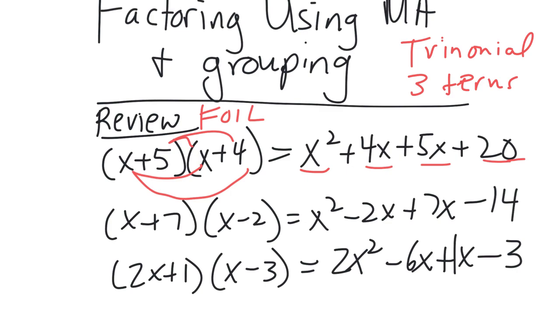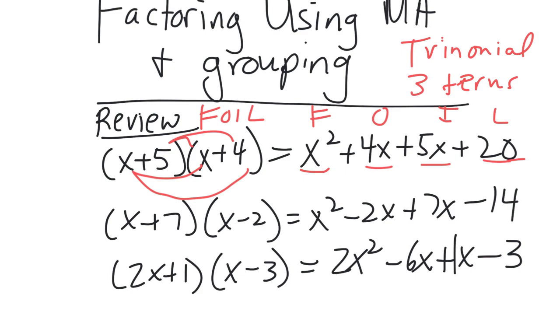If you notice, when I do FOIL, I generate four different terms. Yes, I can combine them, and that's why when I combine them, I get three terms. But right now I have four terms. What did you just learn how to factor using four terms? You used grouping. So we can actually use grouping to solve all these problems.